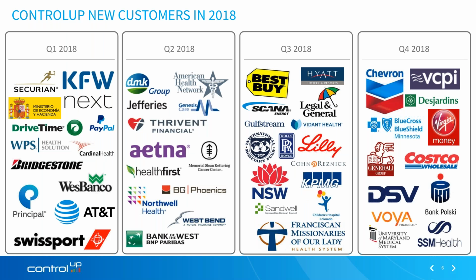We're growing, which means new customers. You can see some of the logos here. Really happy to share with you some of the big names we have added in 2018, whether it's AT&T or Best Buy or Costco. You can see the names here. It's really great, and we look forward to keep increasing our customer count in 2019.